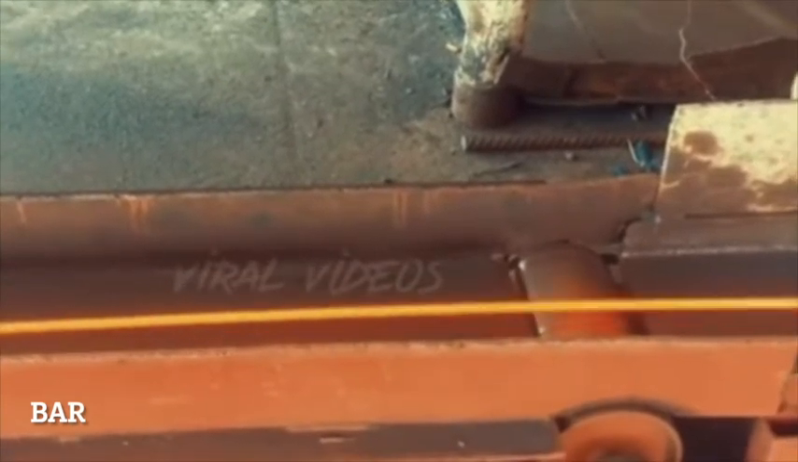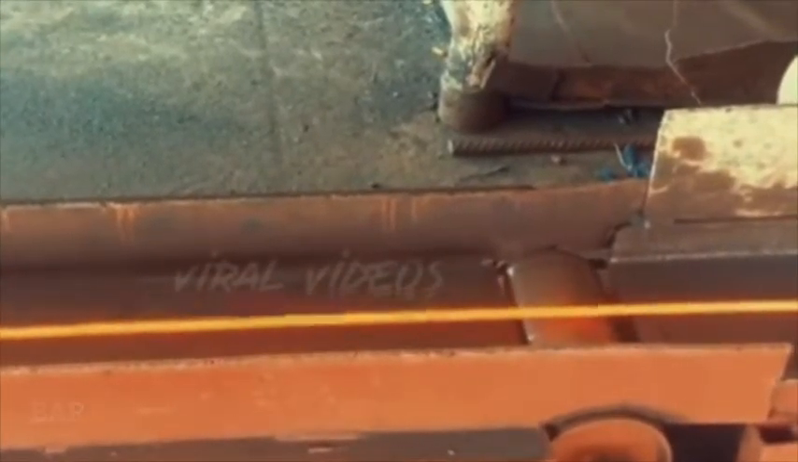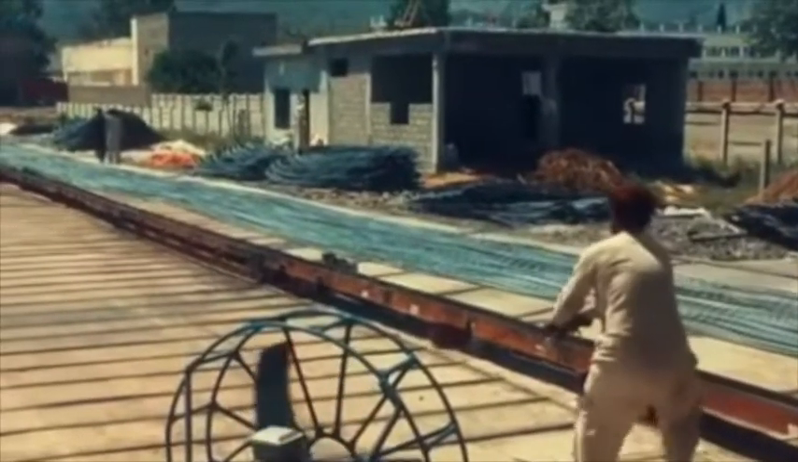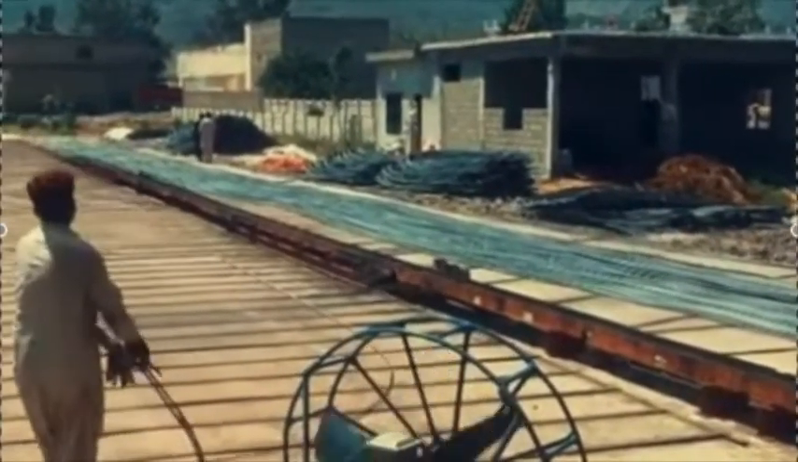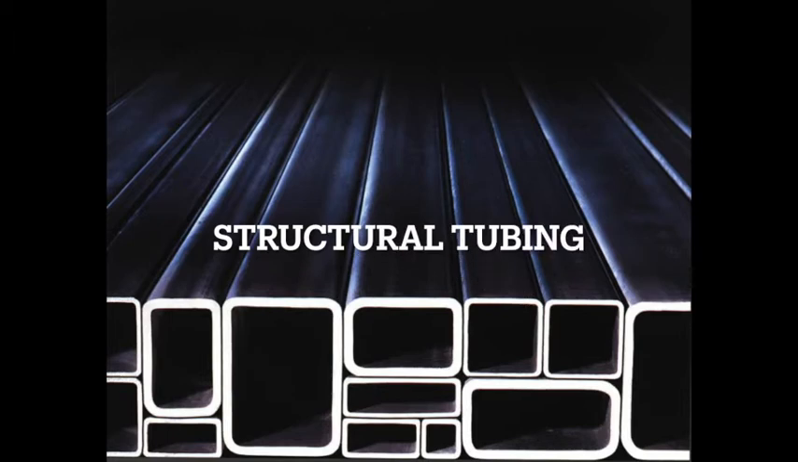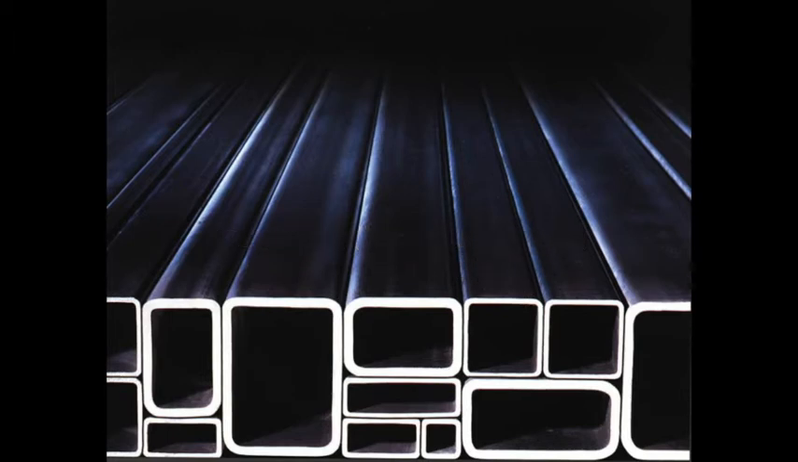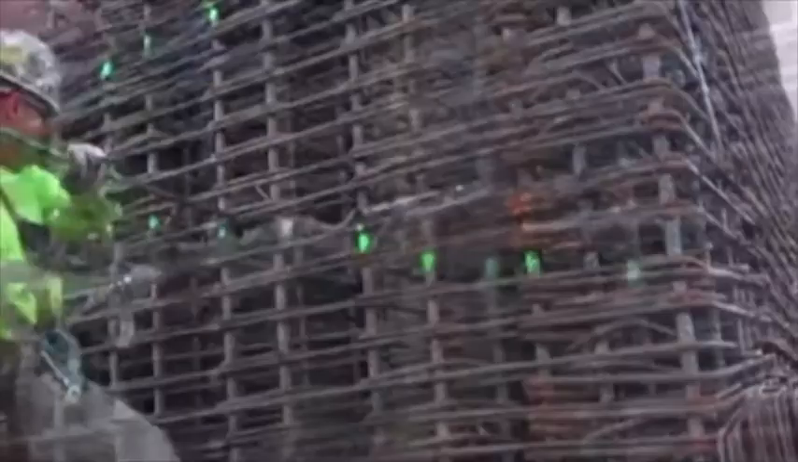Number 5. Bar. It is a long solid piece of metal, especially one having a square, rectangular, or other simple cross-sectional shape. Number 6. Structural tubing. It is a hollow structural steel shape of square, rectangular, or circular cross section. It is designated by the prefix TS followed by the side dimensions or diameter and the wall thickness.